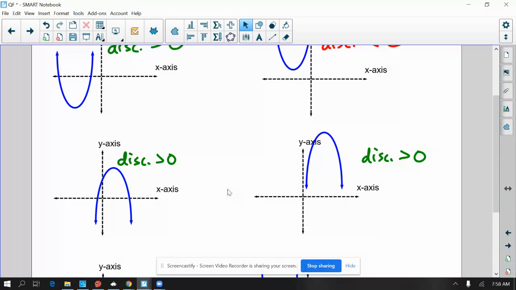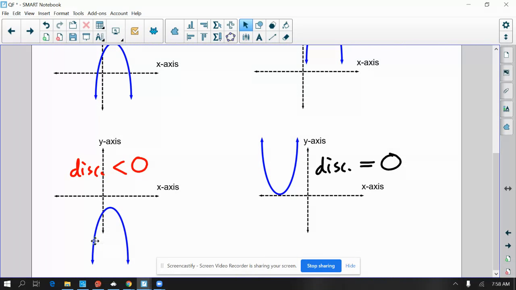Discriminant is positive. Here, it'll never hit that x-axis. It tries, it goes way up here, but it doesn't hit the x-axis. So there are no x-intercepts. So that means the discriminant is negative. And here, there's exactly 1 x-intercept. So the discriminant is 0.